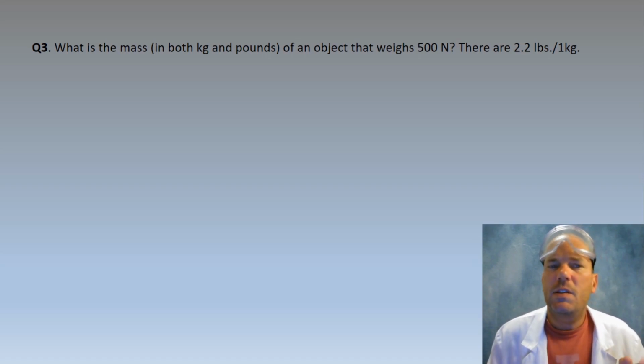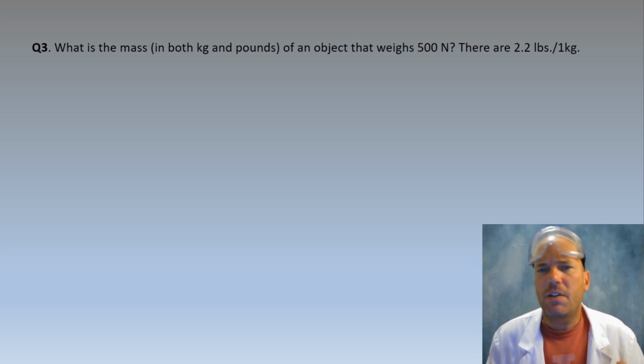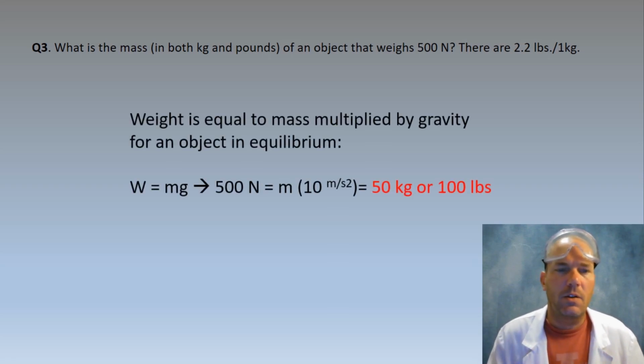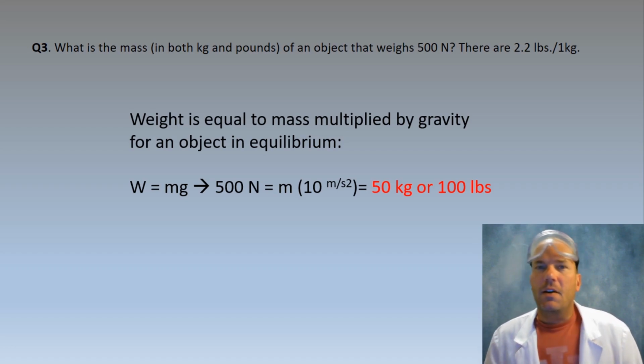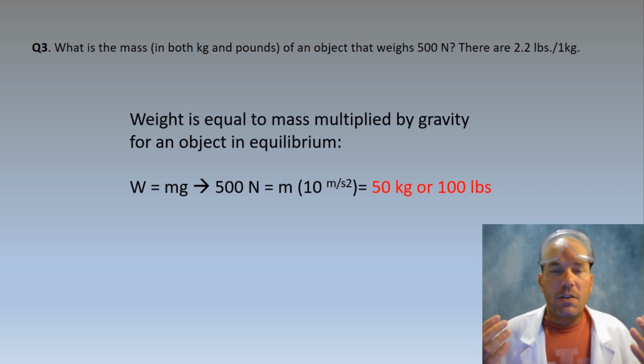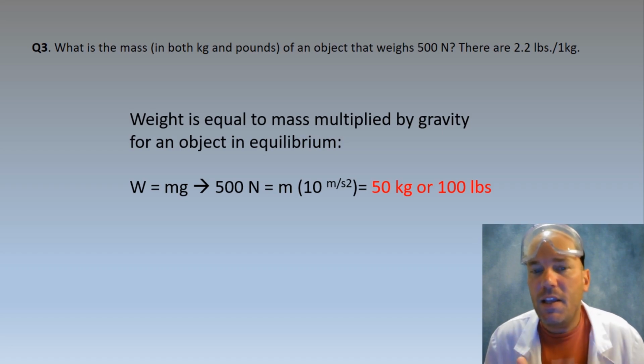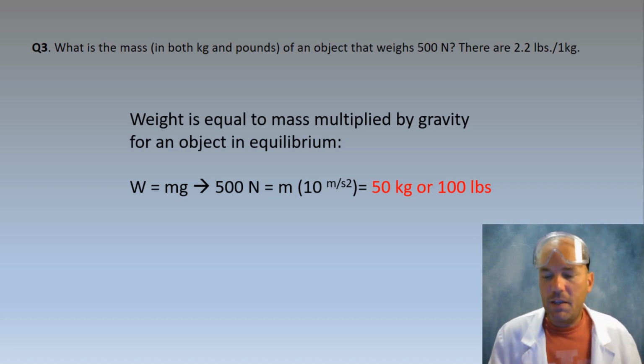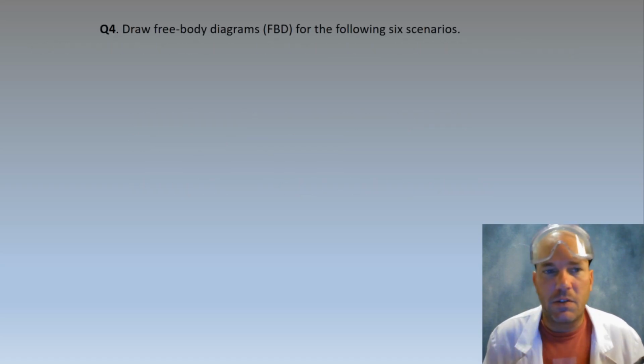Question 3. What is the mass in both kilograms and pounds of an object that weighs 500 newtons? Then you're told how many kilograms there are in 1 pound. Well, weight is the mass multiplied by the acceleration due to gravity. All right? And an object in equilibrium, the object is not moving here. Therefore, it's very straightforward to develop an equation and divide the 500 newtons by 10 meters per second squared, and you get 50 kilograms or 100 pounds.